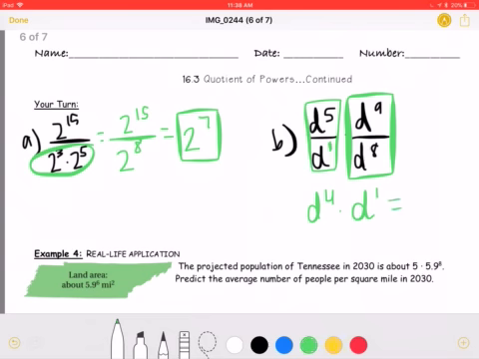But these are still being multiplied. We're not done. So let's multiply them together. When we do that, we keep the base and we add our powers. 4 plus 1 gives us 5.